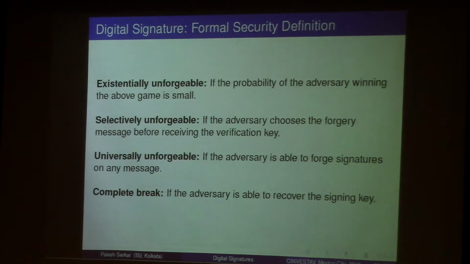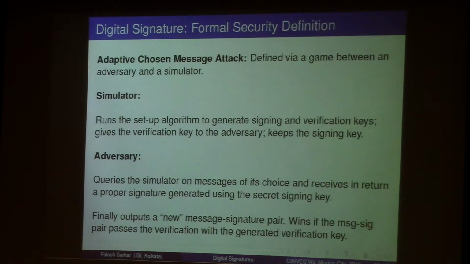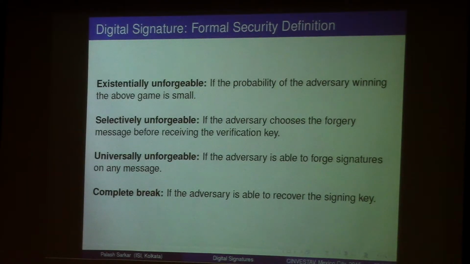Well, based on the type of messages, there are different kinds of signature goals. The first one is this notion of existentially unforgeable. So if the adversary wins this game, by outputting a new message signature pair, there is no constraint on the message. Any random looking message and a corresponding signature, if it can come up with such a message signature pair, then it wins. This kind of forgery is called an existential forgery, and the scheme is said to be existentially unforgeable if the probability of the adversary winning the game is small.